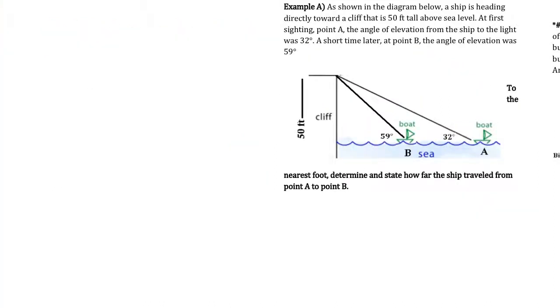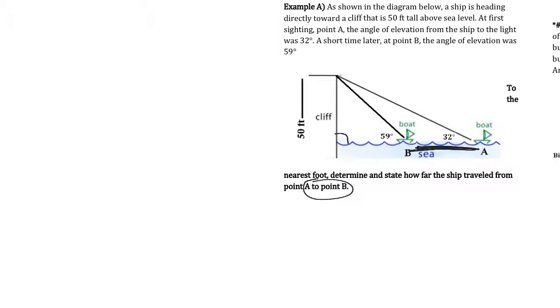So again, in this example, we have a boat heading directly towards the cliff that's 50 feet tall above sea level. At first sight at point A, the angle of elevation is 32 degrees. A short time later at point B, the angle of elevation is 59. So they got everything labeled on the diagram, just explaining it in words. And we want to find how far the ship traveled from point A to B. So we got to find this one missing piece. But before we do that, we need to separate the two right triangles.